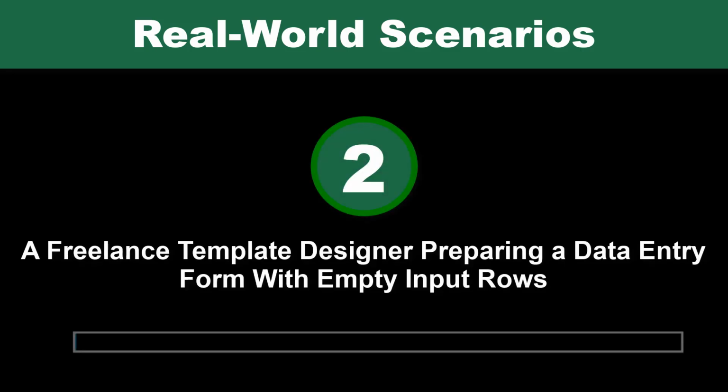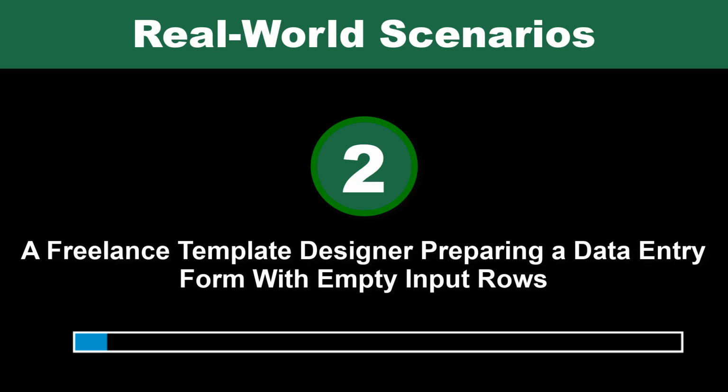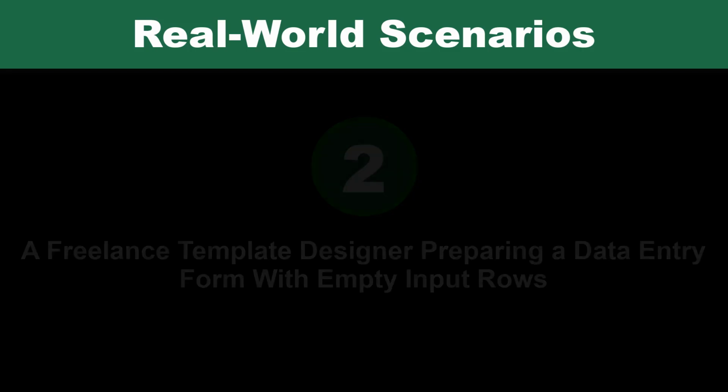A freelance template designer preparing a data entry form with empty input rows. A freelance template designer was building an Excel data entry form for a client. The layout required 1 pre-filled label row, followed by 1 blank input row for each entry, alternating throughout the table. Creating 50 pairs of rows manually was tedious and error-prone. Insert blank rows with Insert every 1 row and Insert 1 row added a blank after every existing row in one pass. The alternating layout was complete in seconds.